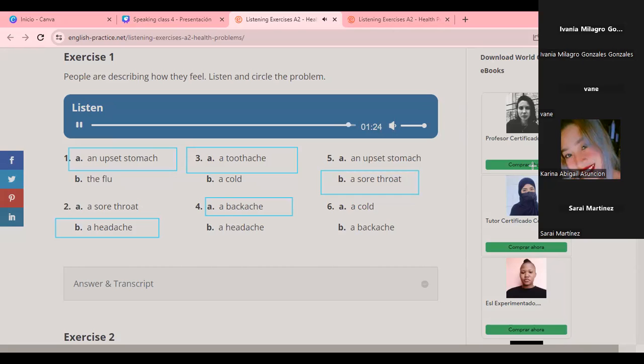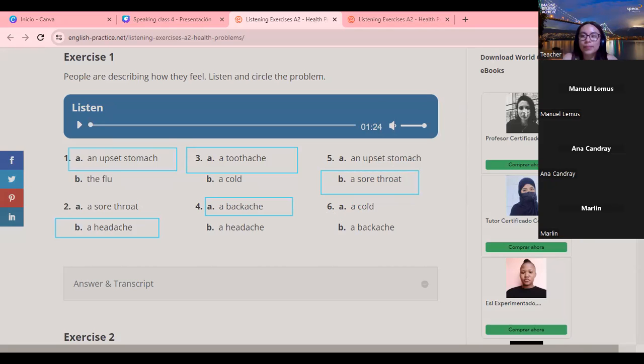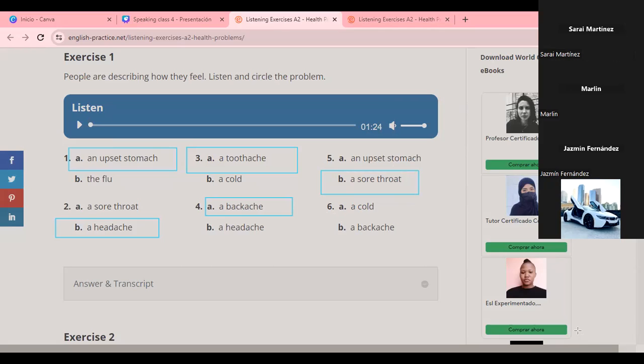What do you think, Vane? He has a cold. Vane, what do you think? A cold. Very good. Amazing job, guys. So that was the listening. Some people describing their health problems, right?